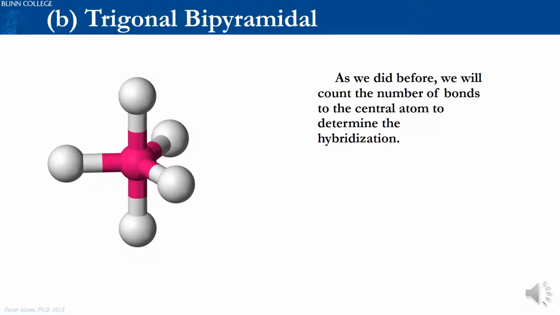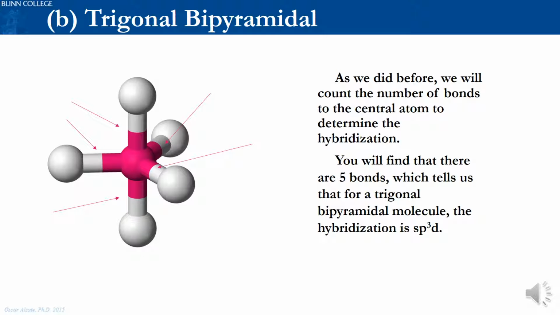To determine the hybridization of a trigonal bipyramidal, you will do the same thing and count the number of bonds to the central atom, which is pink again. You will find that there are 5 bonds, which tells us that for a trigonal bipyramidal molecule, the hybridization is sp3d. And when you add all of the orbitals up together, you will get 5 to match the number of bonds to the central atom.